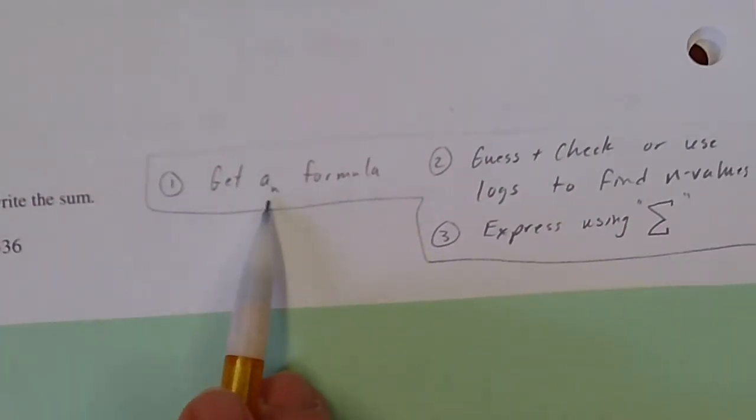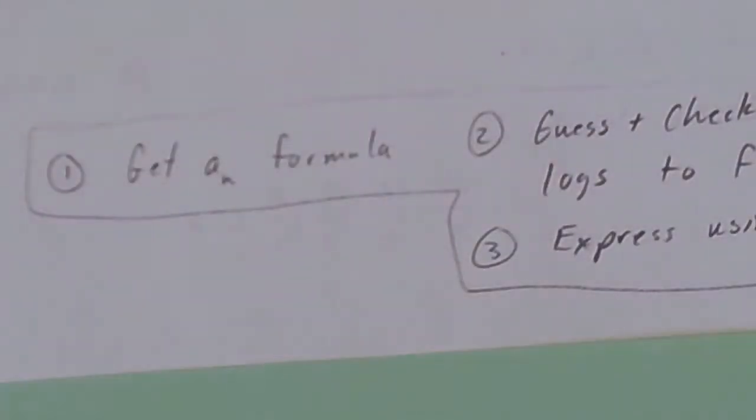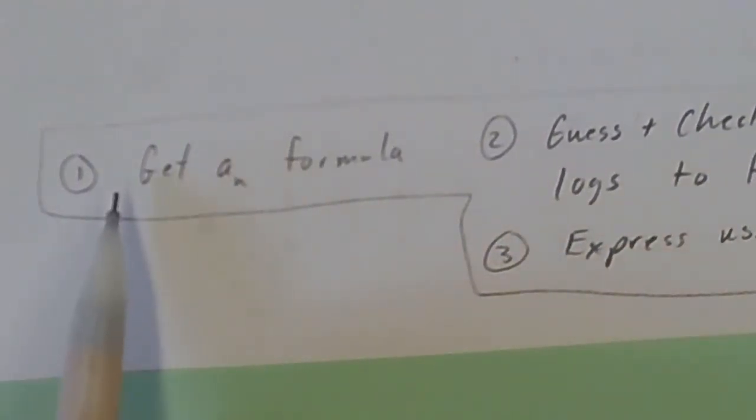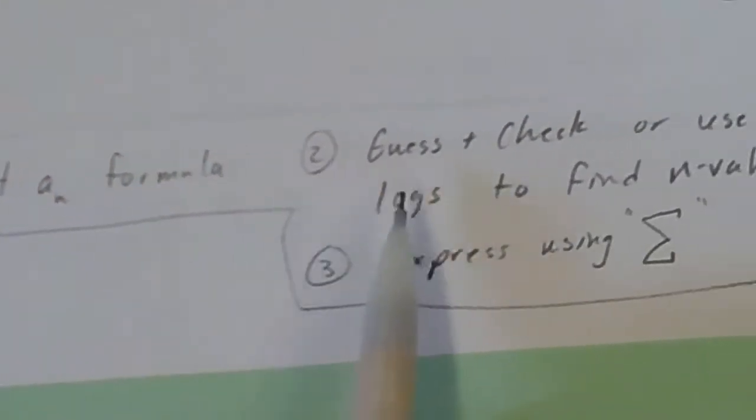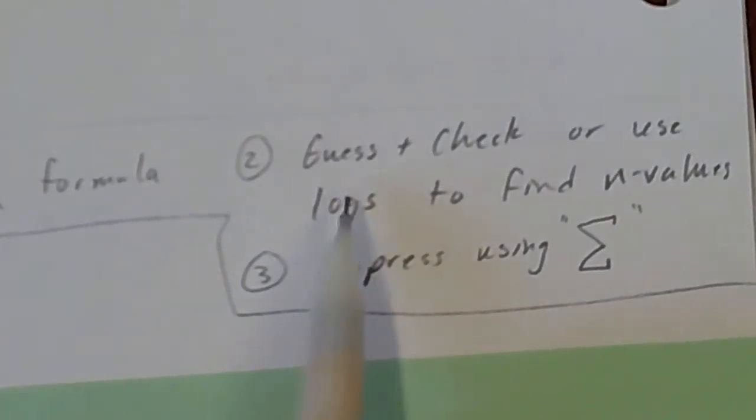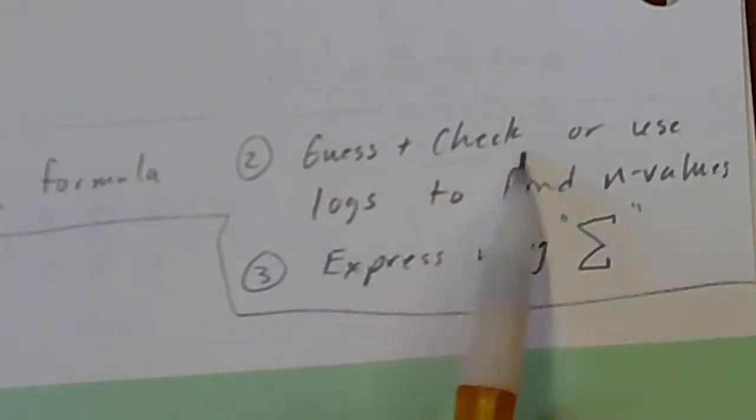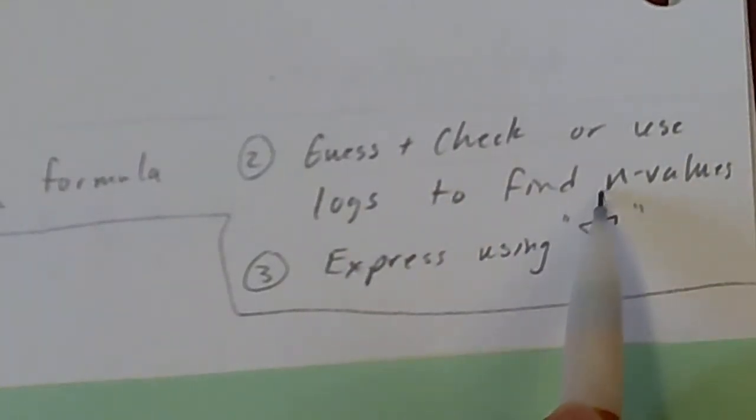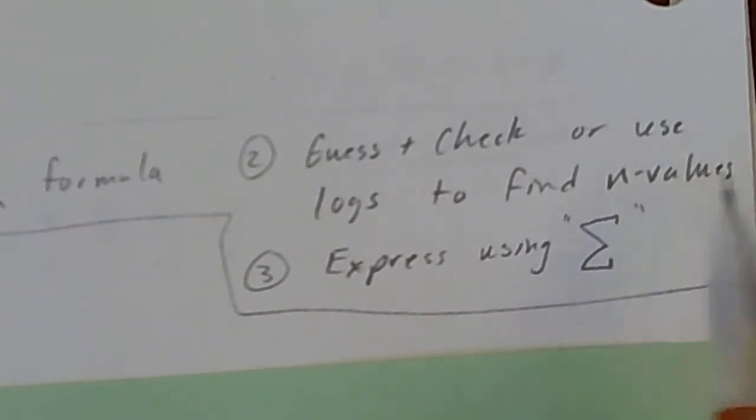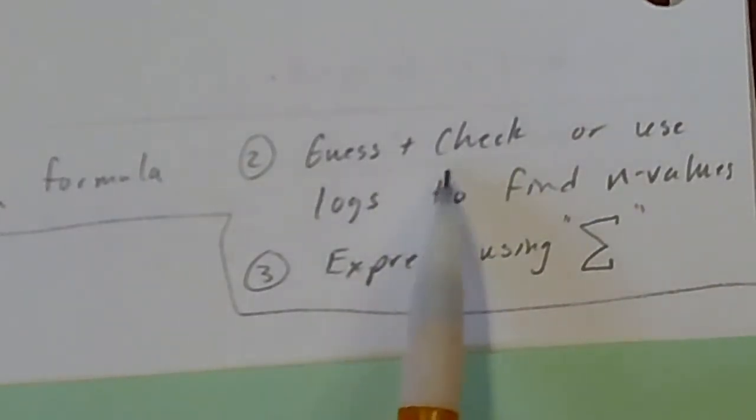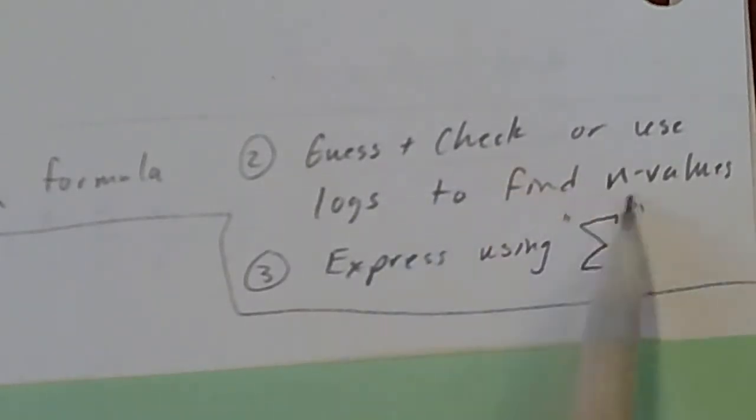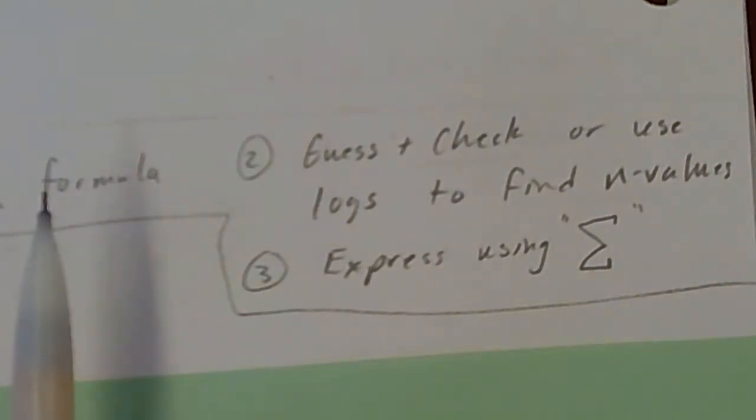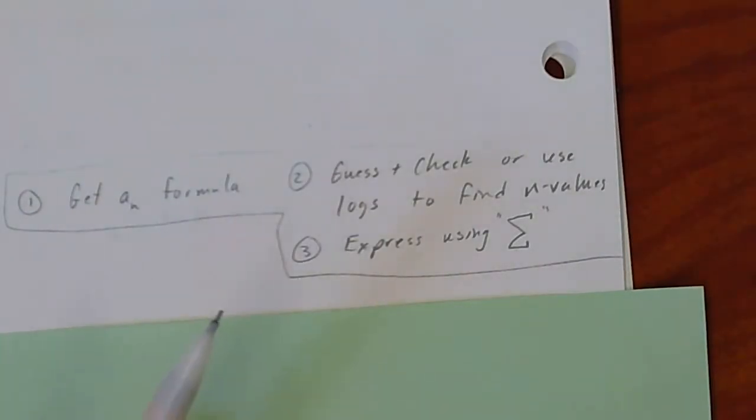Step 1, get the a sub n formula. Step 2, once we get it, this is where it's going to be a little different too. We might need to use some guess and check strategies. I'll even give you the option to use logs to find the n values, bringing in some chapter 3 skills if you want, but guess and check is probably going to be the preferred method. And then once we figure out what the n value is, we just throw everything in the right spot. Step 3, express using sigma. Okay, so similar flow to the 9-1 steps.